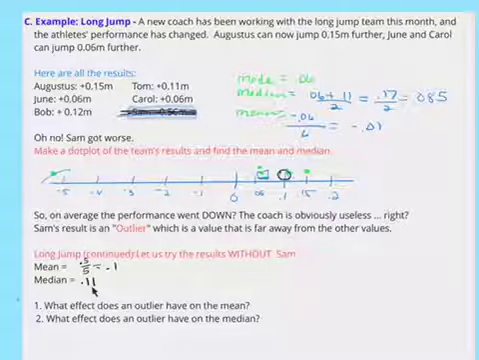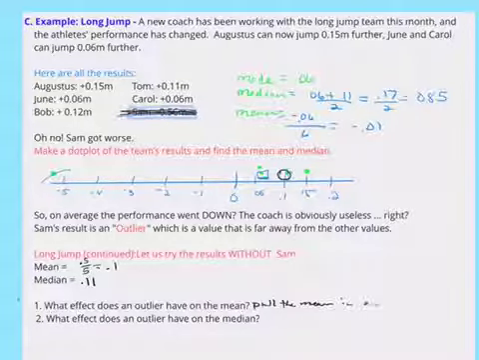So what you want to notice is that when we took Sam's value and we added it in, it had a really big effect on the mean. So what effect does an outlier have on the mean? It's going to pull the mean in one direction. So in this case, Sam's value pulled the mean down. It made the mean much lower than what it was before.